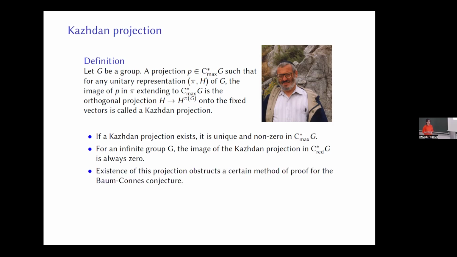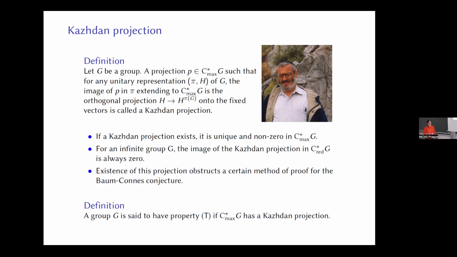And the existence of this projection is an obstruction to certain methods for proving the Baum-Connes conjecture. So this is also quite a well-known method to find counterexamples. Now we say a group G has property T if such a projection exists in C-star max. One can define property T through various constructions, but the one that is interesting to operator algebra is the one where we require that this Kazhdan projection exists.